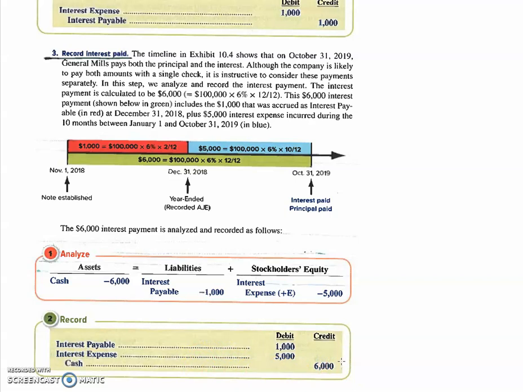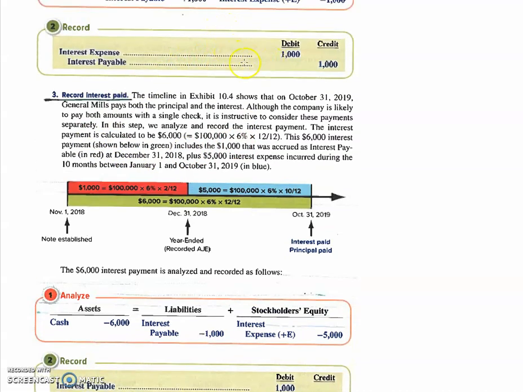A lot of students, when they get ready to record this entry, I see them all the time: debit interest expense for $6,000, credit cash for $6,000, forgetting that we had accrued $1,000 of the interest up here at December 31. And I lose my cursor. I don't get the little yellow circle that you get.